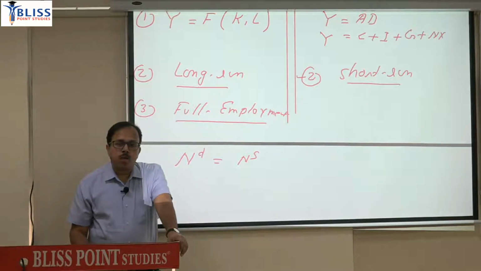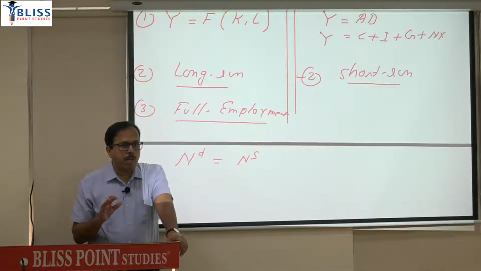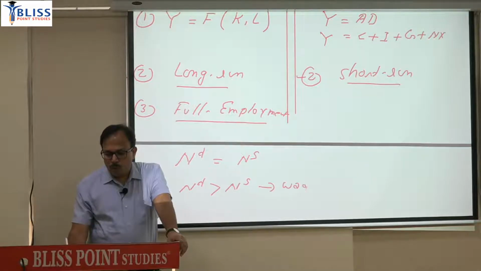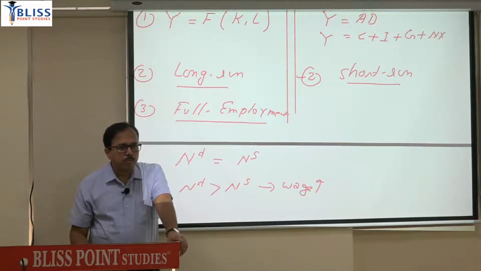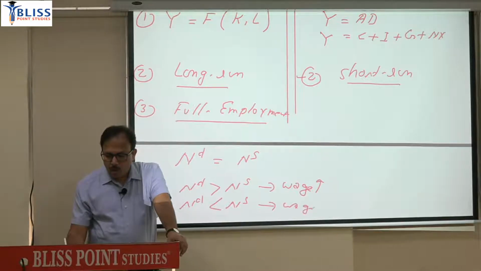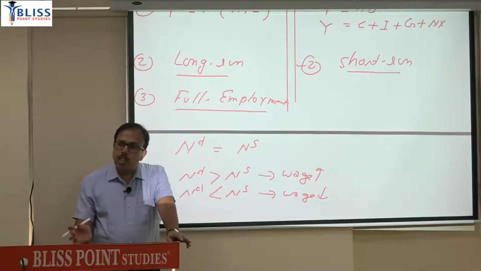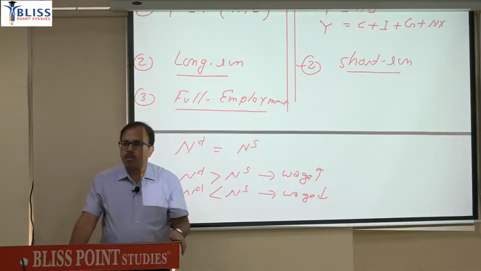And why full employment is always there and how it is guaranteed? It is guaranteed because classical believe that wages are flexible. Suppose if labor demand and supply are not equal, then what will happen? Their argument is that if labor demand is more than labor supply, in that case wage will increase immediately. And if labor supply is more and labor demand is less, in that case wage will fall. So wage will adjust immediately, and this flexibility ensures that labor demand is always equal to labor supply.